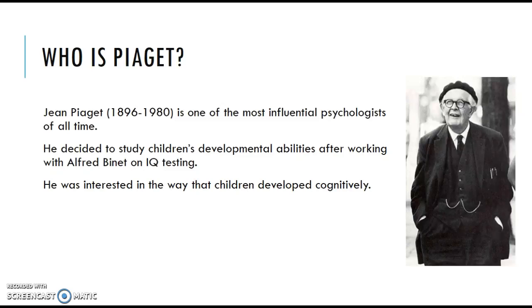So Piaget then, very influential, has been around for a long time, was around at the birth of psychology, around the turn of the century. He started working on IQ development with Alfred Binet, which we're going to talk about in a few weeks' time. And what he discovered was that there were some interesting ways in which children learned that could be applied to all children. And that's where he started his theories of cognitive development.